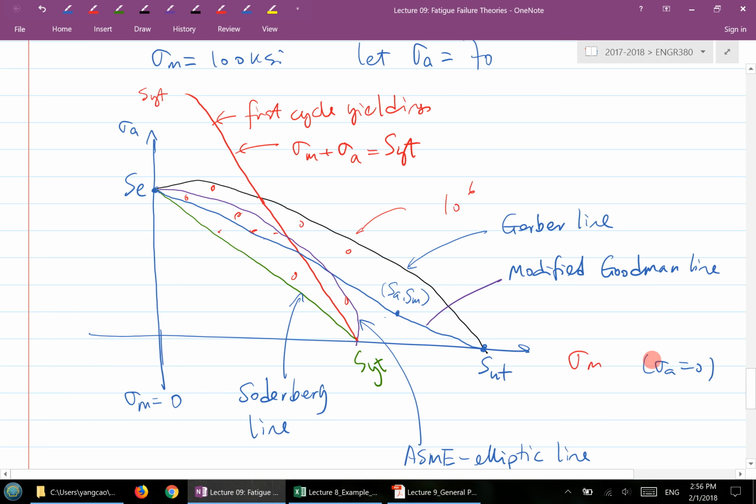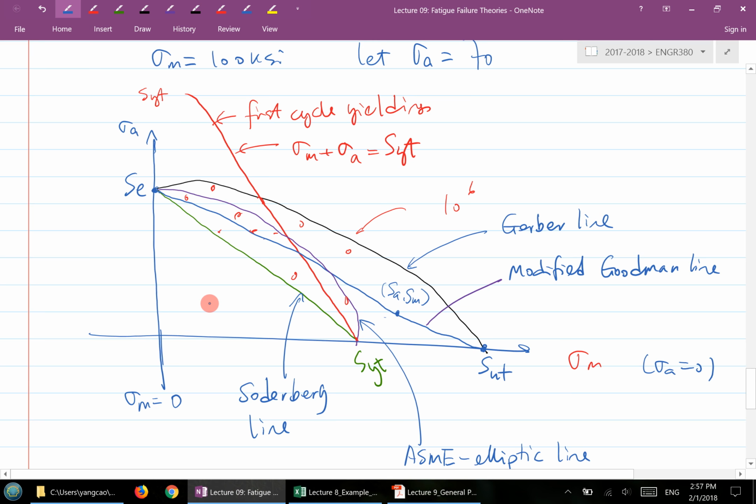Right, so here is the criteria. This is your modified Goodman line, and you're designing for infinite number of life. So technically speaking, we should restrict ourselves to the region below this line. Now on top of that, add another condition: if we're also considering the first cycle yielding, then how would that safety region change?